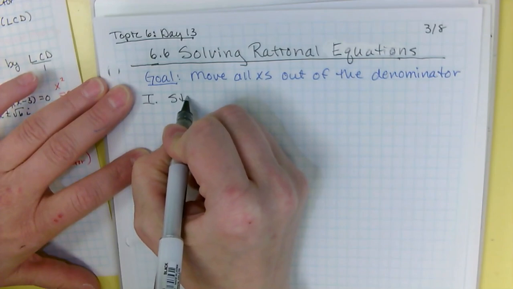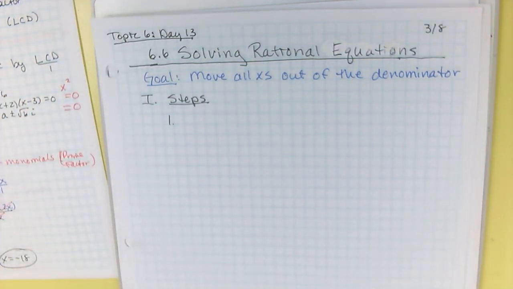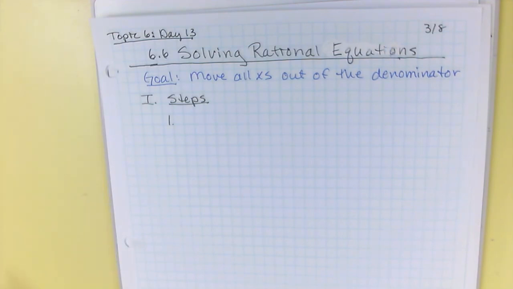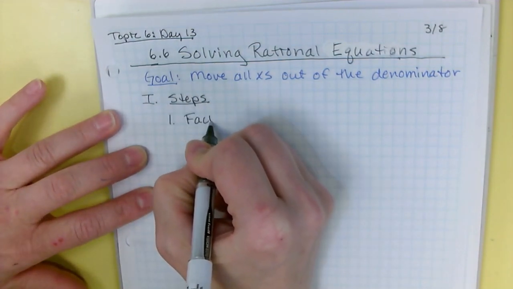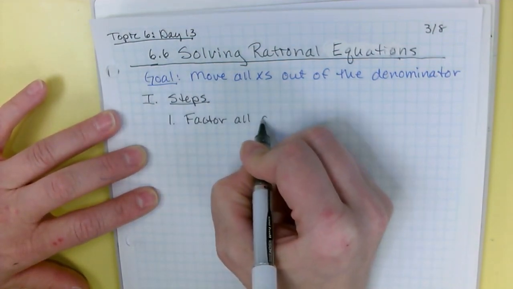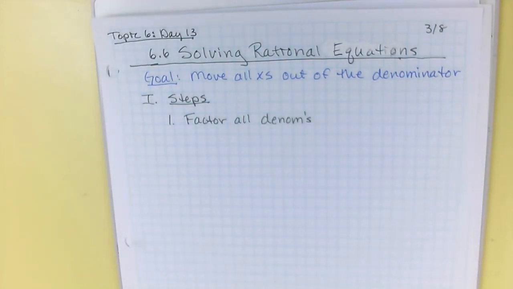All right, so Roman numeral 1, let's go through the steps. A lot of these steps are going to look familiar because they're the same ones that you do for adding and subtracting fractions. Step 1 is you're going to factor all denominators, which I'm going to abbreviate as denoms. Factor all the denominators. And we've been practicing that.